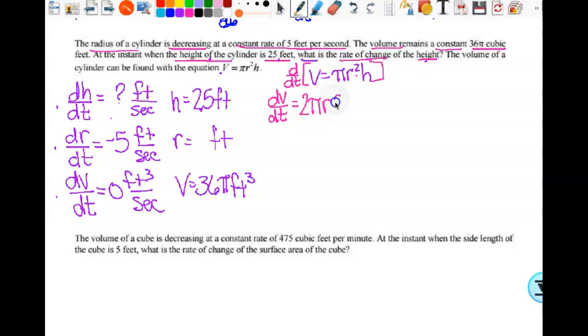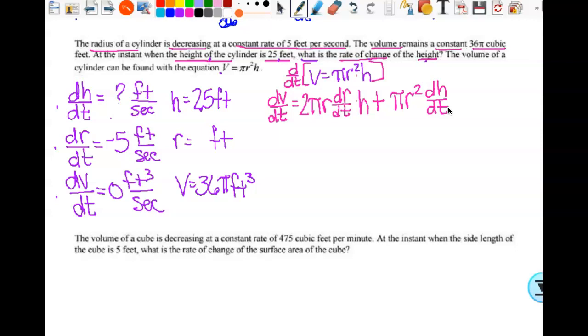What do I have to have here? dr/dt times the second, which is h, plus the first, which is pi r squared, times the derivative of the second, which is just dh/dt. Okay? Any questions about anything at this point? Bless you. We all good?